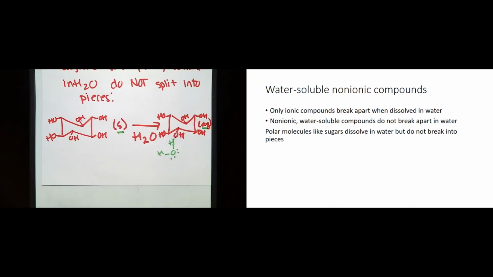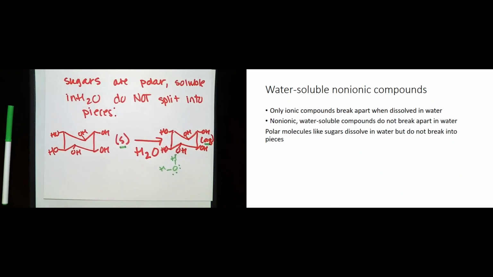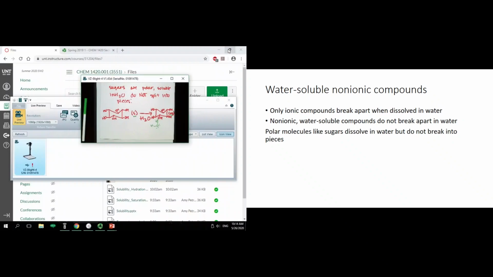Okay, so polar compounds that are not ionic don't split apart into pieces. And we're going to talk about something called the Van't Hoff factor, which I call the ion factor. And this is why their ion factor is 1. The ion factor tells you the number of particles. All right, but that's a little bit jumping ahead. Just want to set the stage for that in one of our next videos.